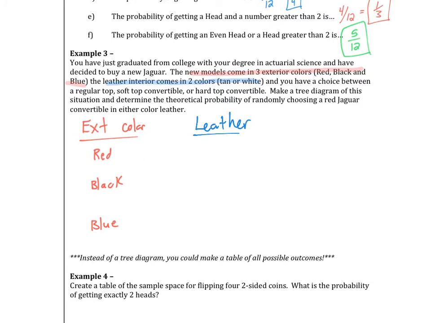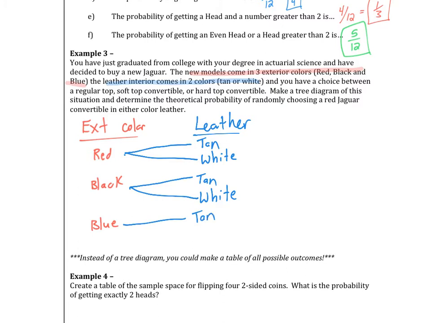Leather would either be tan or white. So you can get a red Jaguar with tan leather or a red Jaguar with white leather. You could get a black Jaguar with tan leather or a black Jaguar with white leather. And then you could do a blue Jaguar with tan or a blue Jaguar with white. So those are the possible combinations for the leather.